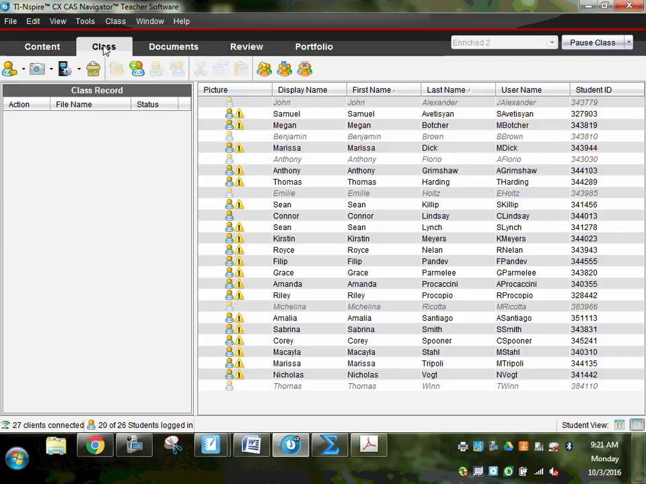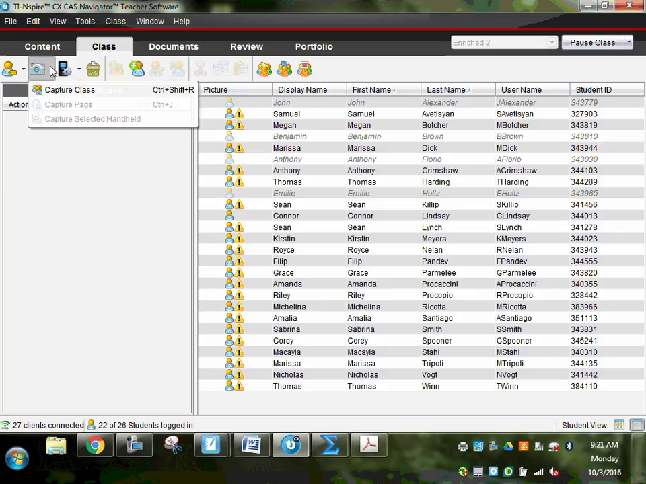Is the thing grayed out on the bottom? Turn it over and hit the reset button on the back. Use a pencil to do that. Now, what we're going to do is this.